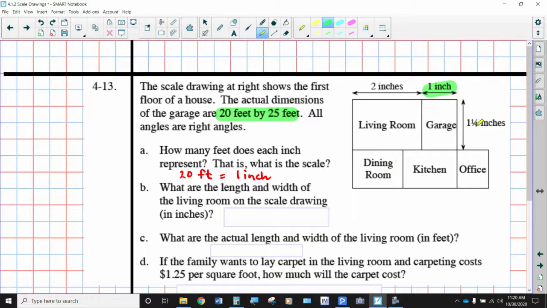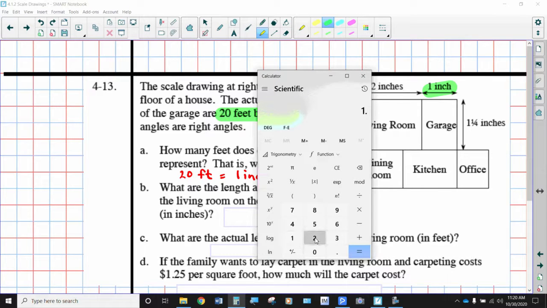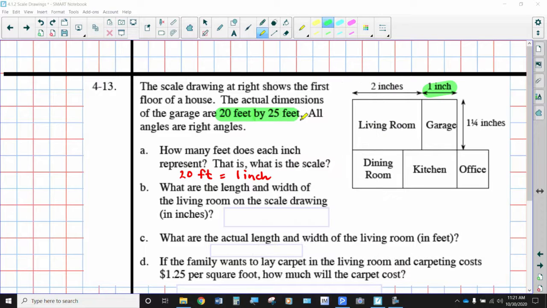So is 1 1/4 times 20, 1.25 times 20, going to give us 25 for an answer? Yes, it does. All right, so that confirms that our scale factor is 1 inch is equivalent to 20 feet for this particular drawing.